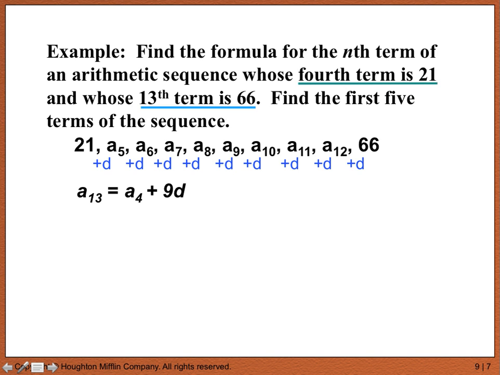And then I can just solve for d, because I know that a sub 13 is 66, a sub 4 is 21, plus 9d, and then just using algebra 1, I can find that d is 5.